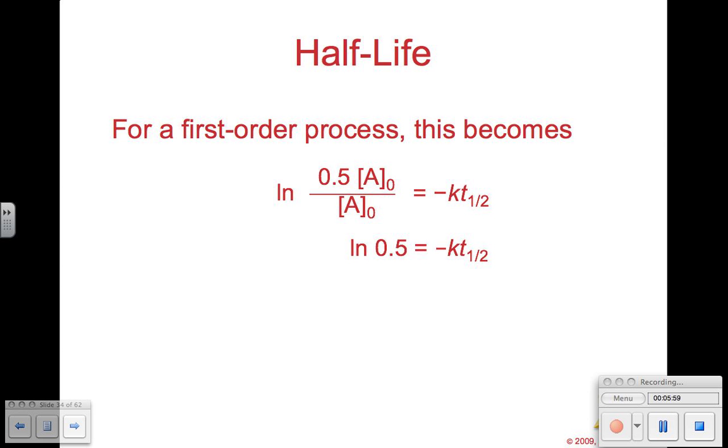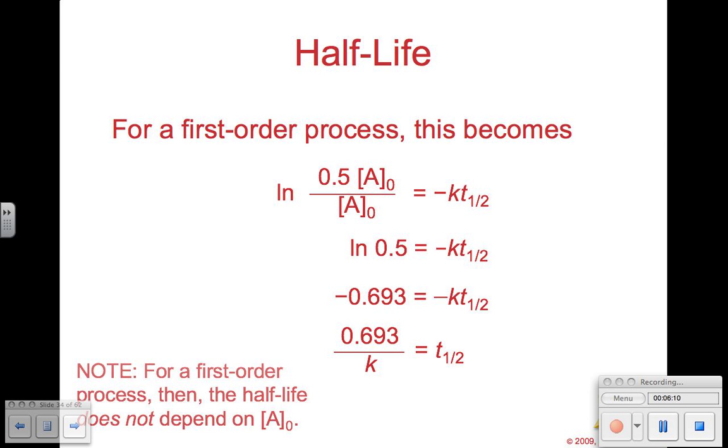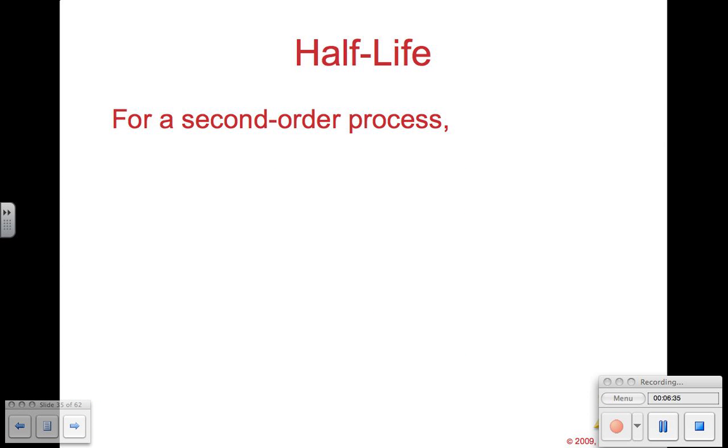For a first order process, we move things around in the equation, and what we end up getting is a fixed value. This fixed number, 0.693, divided by k, the rate constant for the reaction, is equal to the half-life, the time when half of the material is gone. So in a first order process, it doesn't matter what the starting concentration of the material is. It's just based on what the rate constant is for that reaction.